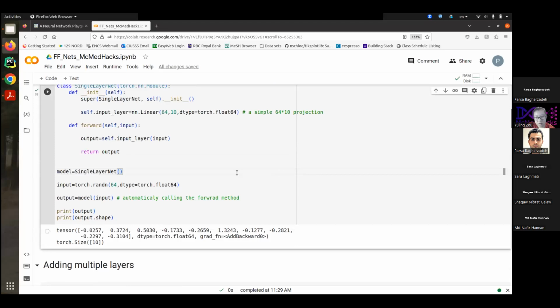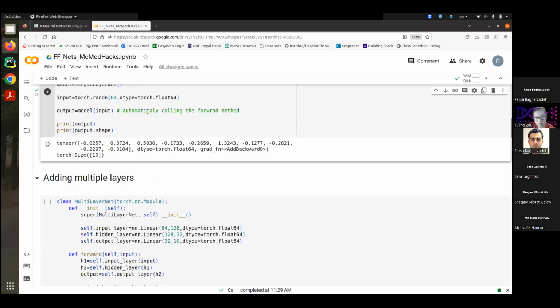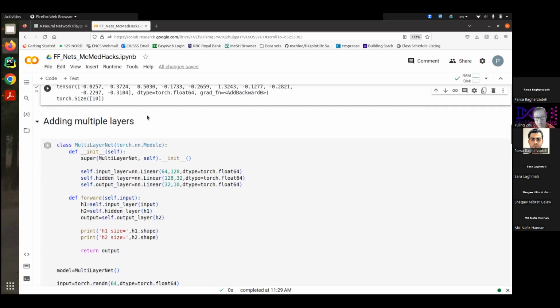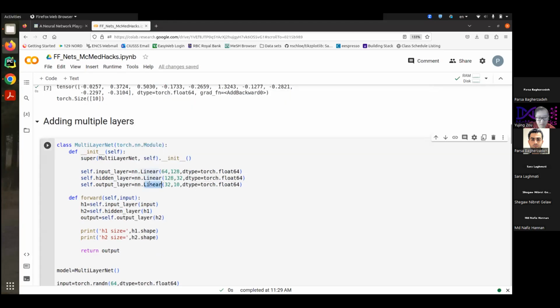Right? In the single layer net, I only had one layer. I only introduced and declared one linear projection here. In a multi-layer network, I have multiple projections: an input layer, a hidden layer, and an output layer. Again, these projections are arbitrary in size. This is what I chose as my hyperparameters, as the mentors mentioned in the chat.